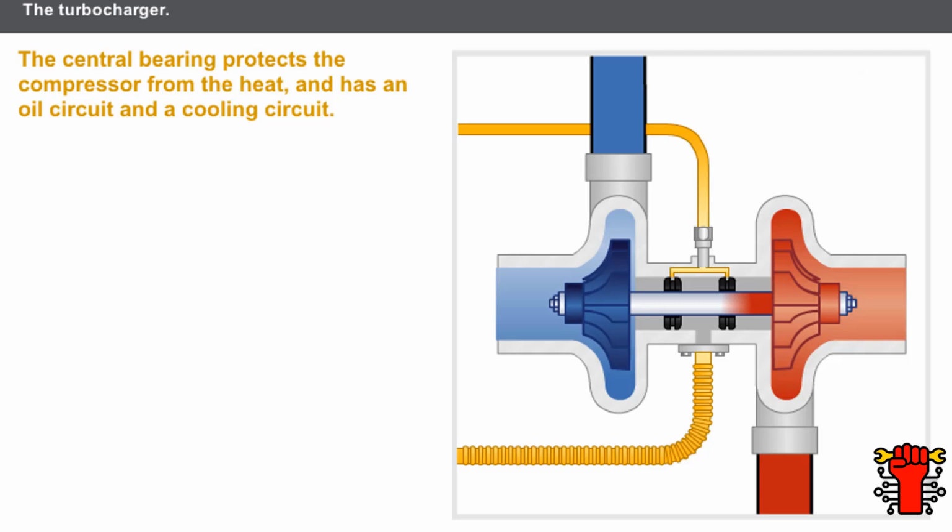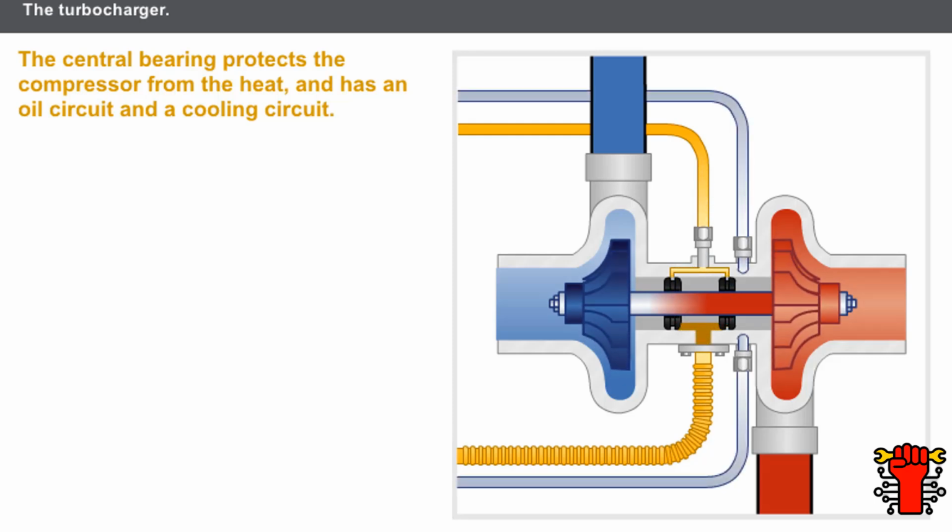The central bearing heats up when it comes into contact with the exhaust gas. The compressor is protected from the heat by the central bearing. The oil circuit cools and lubricates the central bearing components. Some turbochargers have a water passage linked to the engine's cooling circuit to dissipate the heat.